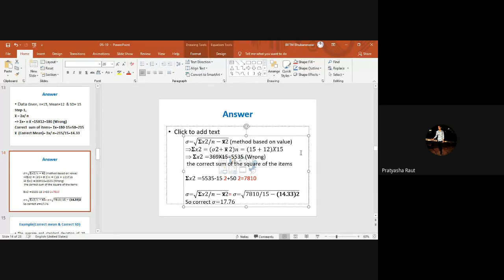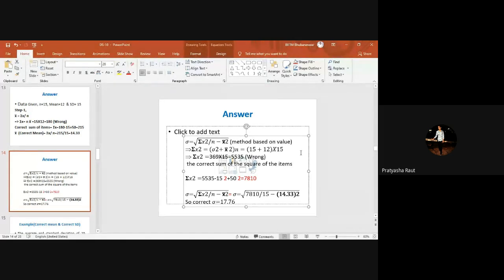But if you go to the correct one, the sum of x square is 553 minus 15 square plus 15 square equals 7810. After getting the exact sum of x square value, you can directly calculate the correct standard deviation using this summation of x square. Yes sir, the sum of x square is equal to sigma square plus x bar square, whole into n.